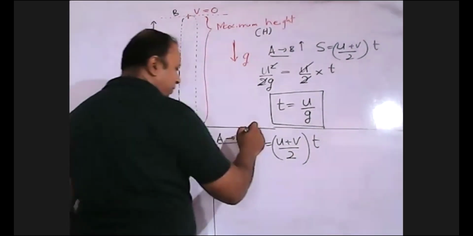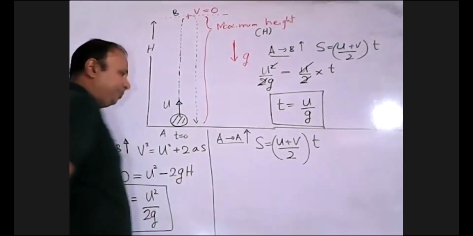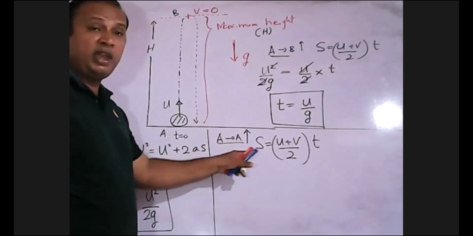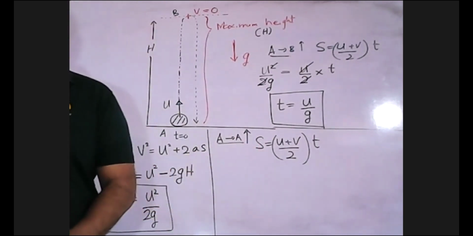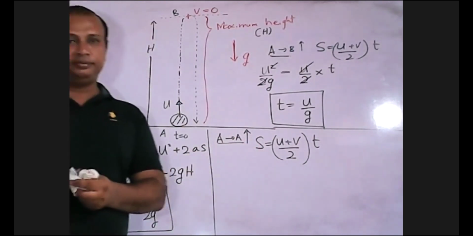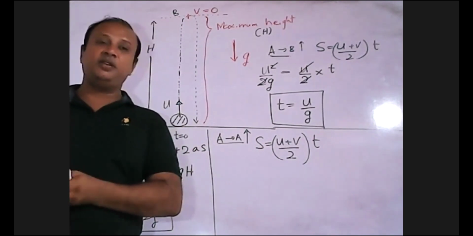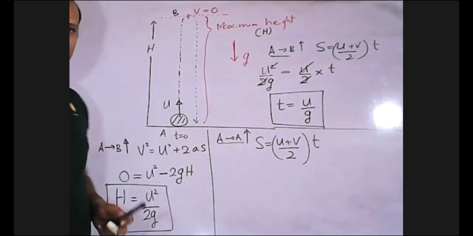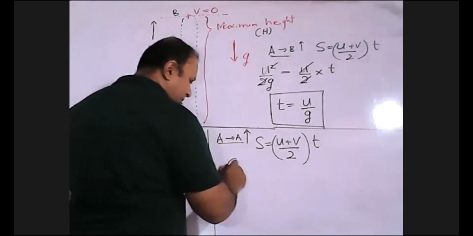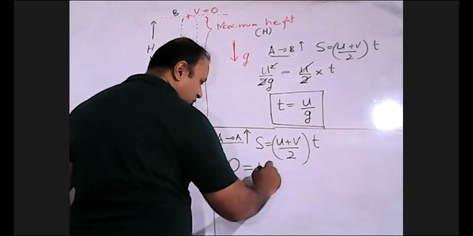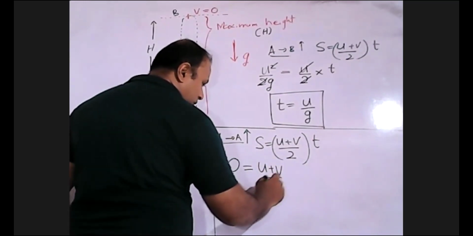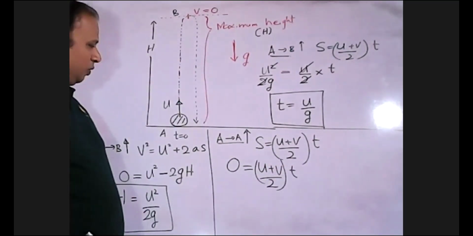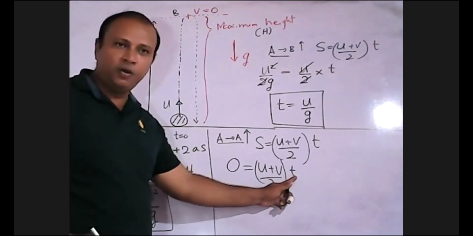In any direction, upward or downward. From A to A, tell me, what is the displacement? Yes, very good, 0. A to A displacement is 0. Then (u plus v) over 2 times t is 0. You know, from A to A, time cannot be 0, no?